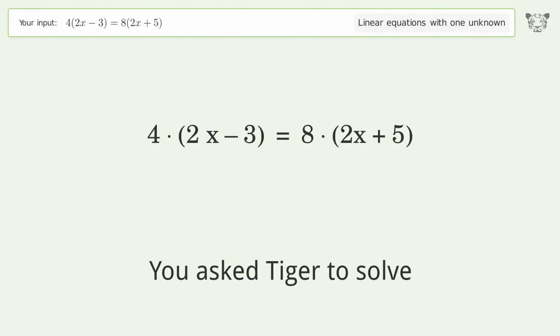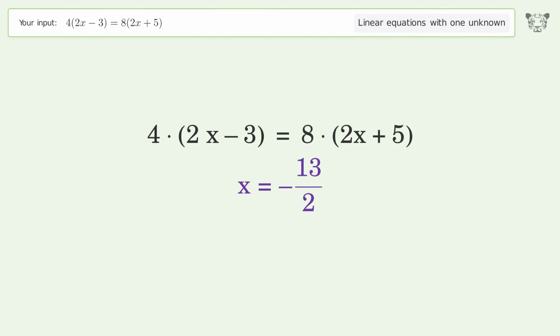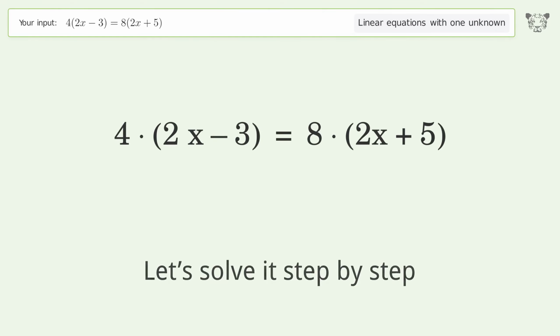You asked Tiger to solve this. This deals with linear equations with one unknown. The final result is x equals -13/2. Let's solve it step by step.